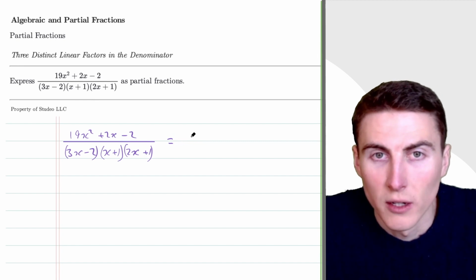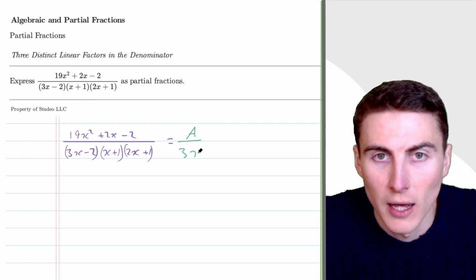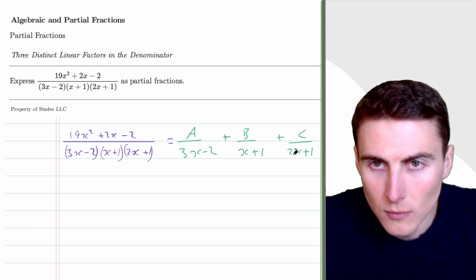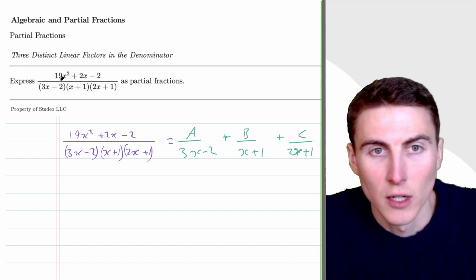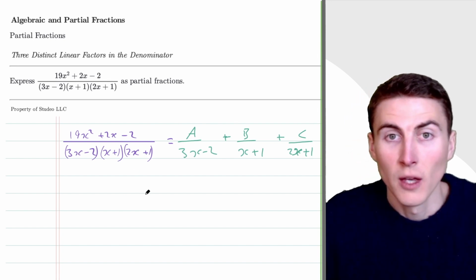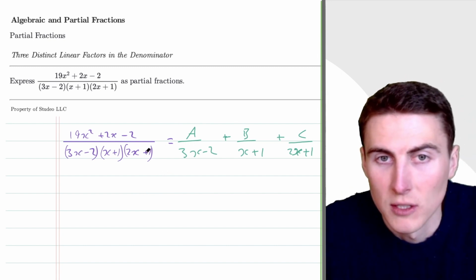So I'm going to first of all rewrite this out as a over 3x minus 2 plus b over x plus 1 and c over 2x plus 1. So I've now used a c as well as an a and b, but just a, b, and c over each of these 3 factors on the denominator. Then I'm going to multiply everything by all 3 of these.